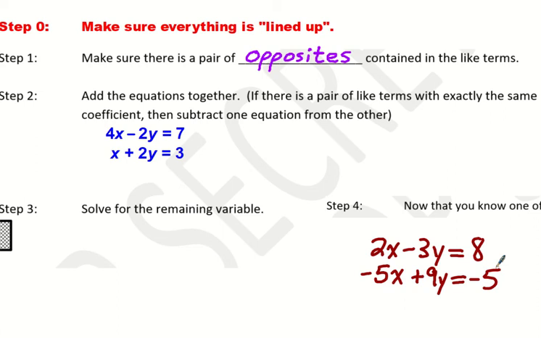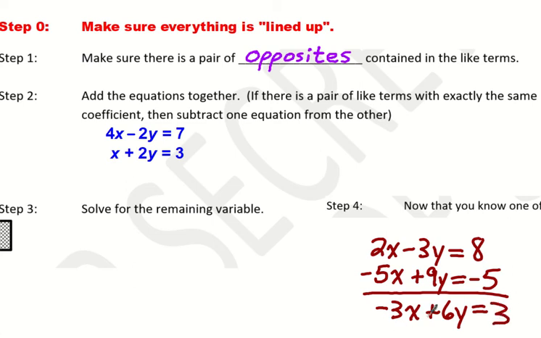If you were to add these two equations together, just watch, don't write, what would you get? Adding the x's together would get you negative 3x. This would get you plus 6y. Bring down the equal sign. Then 8 plus a negative 5 is positive 3.